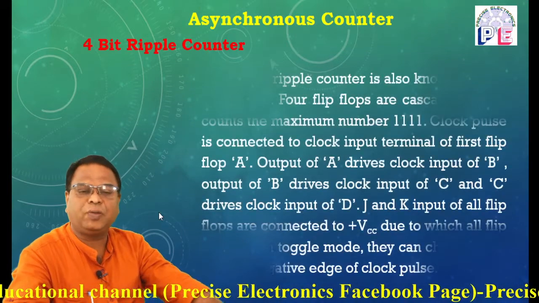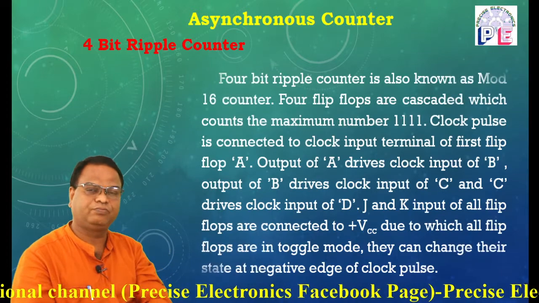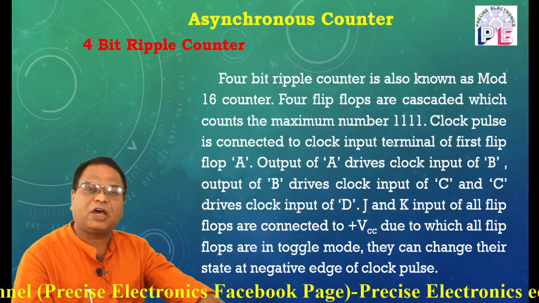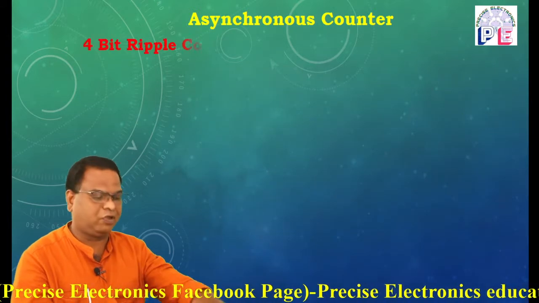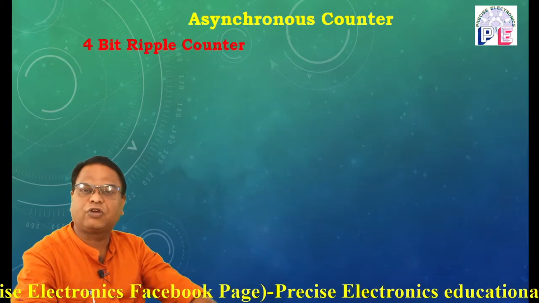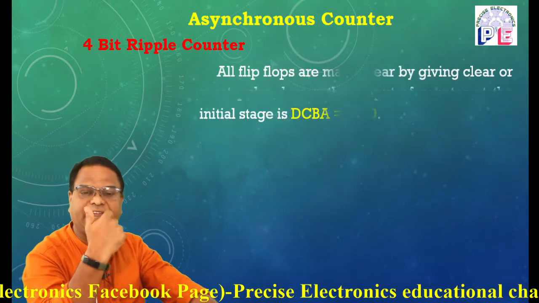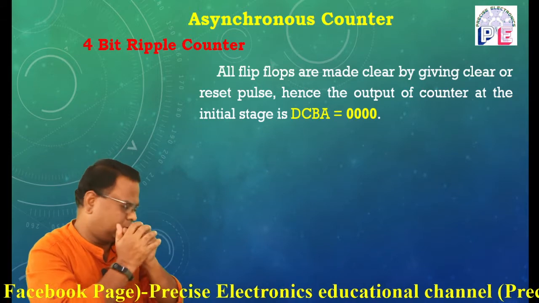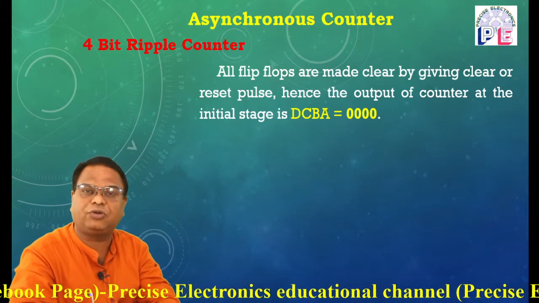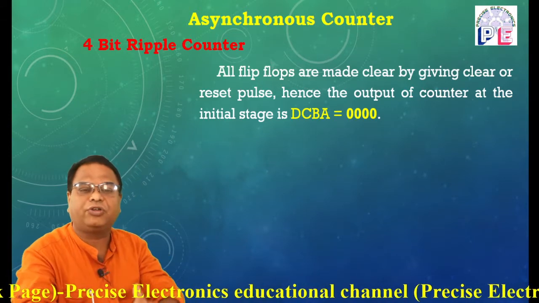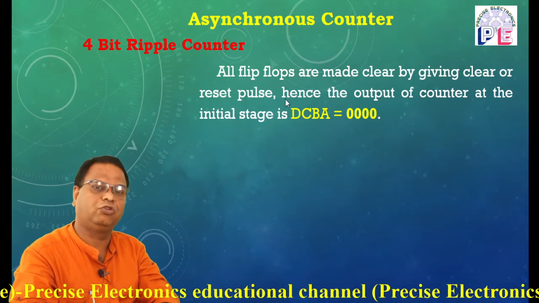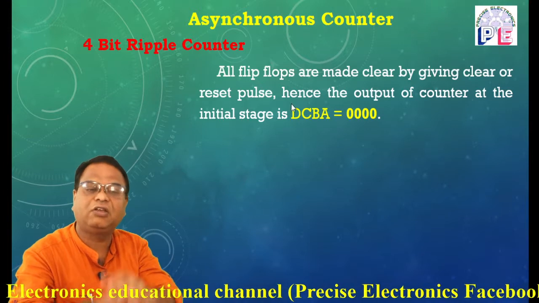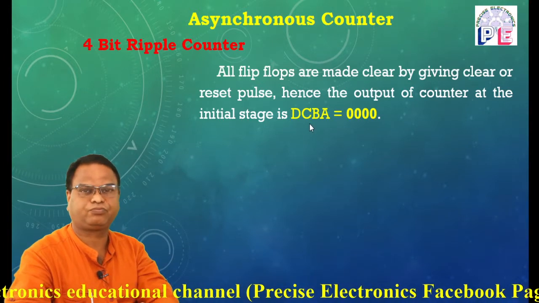Now, how does this counter work? Before applying any clock pulse, all flip-flops are cleared by using a clear or reset pulse. A negative pulse is applied, and due to this clear pulse, the number stored in the counter, or the measured output of the counter, is 0000. So DCBA is equal to 0000. That is the initial stage of our counter.